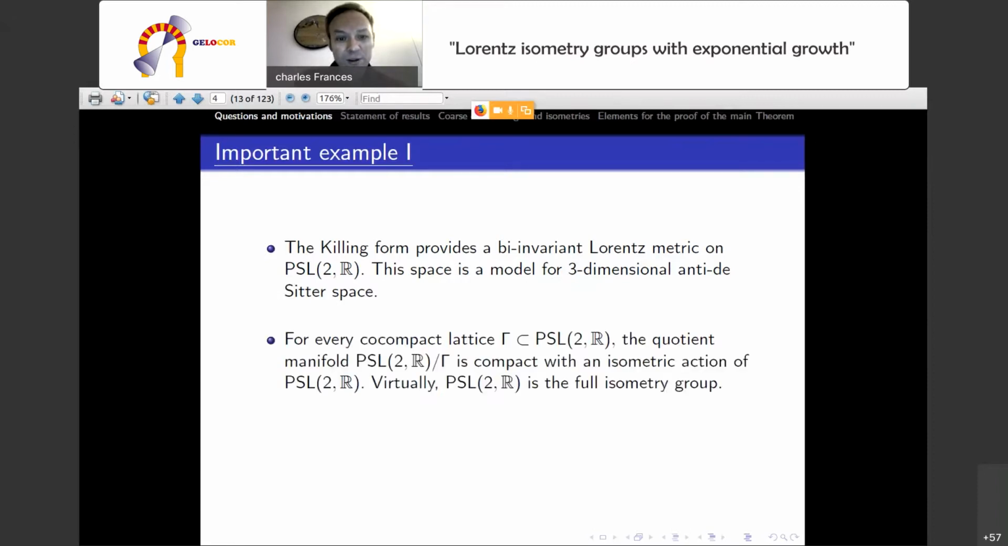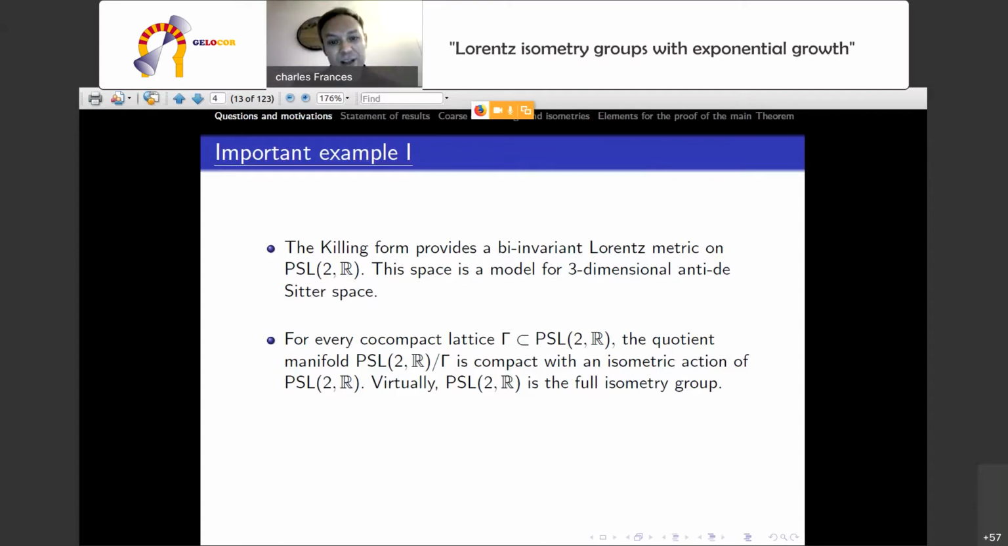Now you take a co-compact lattice Gamma in PSL2R and you take the quotient on the right by this lattice Gamma. You get a compact Lorentz manifold. And because the Killing metric was invariant, you still have an isometric action of PSL2R on the left. You can show quite easily that you obtain this way all the isometries up to finite index. So basically, virtually, the isometry group is PSL2R.